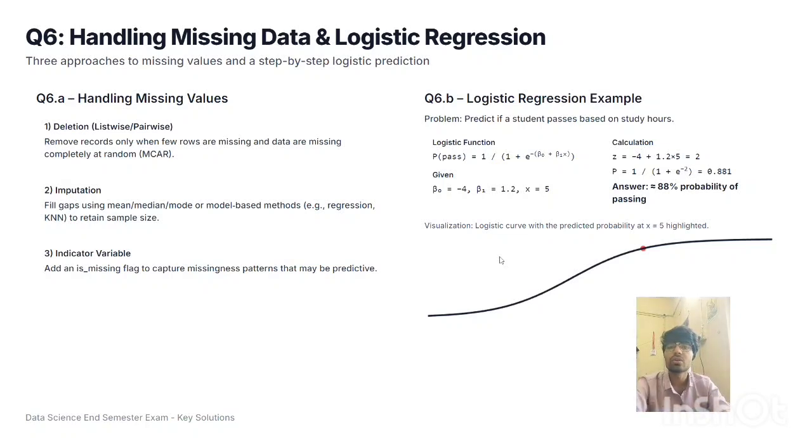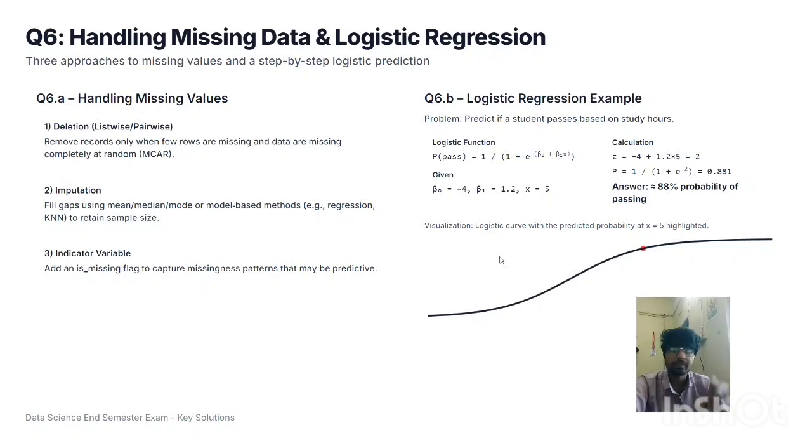For now, let's go to question number 6, part B. Let's work through a logistic regression example. The problem predicts whether a student passes an exam, yes or no, based on study hours. The logistic function is P(pass) equals 1 divided by 1 plus e to the negative of (beta 0 plus beta 1 times x). Given beta 0 equals -4, beta 1 equals 1.2, and study hours x equals 5.